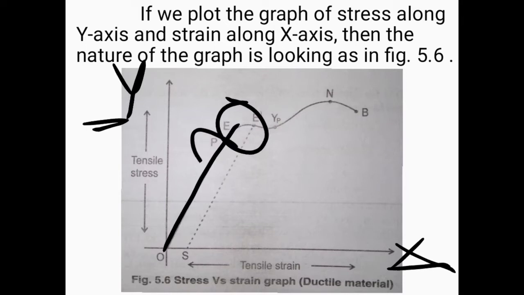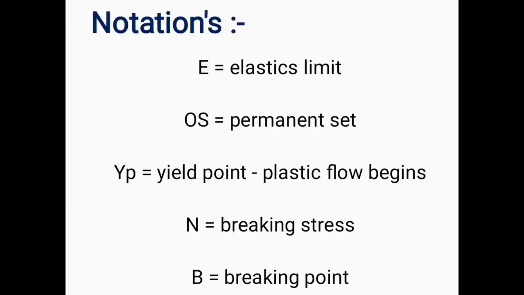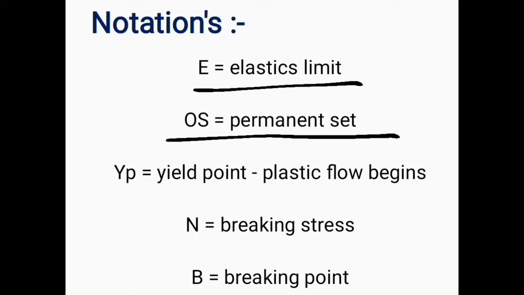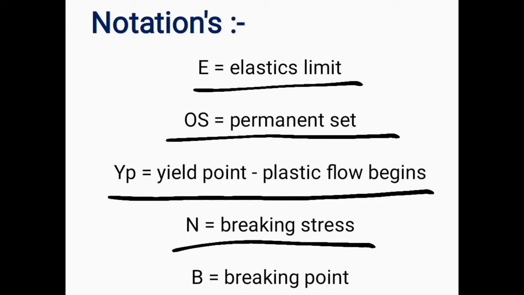And point P, the proportional point. Why is P the proportional point? Because up to this point our stress is directly proportional to the strain, so our P point is the proportional point. Are you getting this? See, these are the notations used in that graph. E is the elastic limit and OS is a permanent set. Then YP shows the yielding point. Yielding is nothing but the thinning process. Wire की length thin होती जा रही है. N shows the breaking stress and last B shows the breaking point.